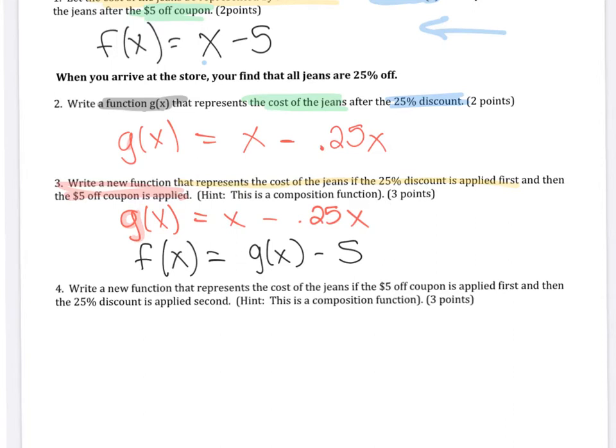Okay, now let's look at the next one. It tells me that I want to write a function that represents this when it's first off. So which function am I using first? The $5 off. So which one am I going to use first? F or G? Good.